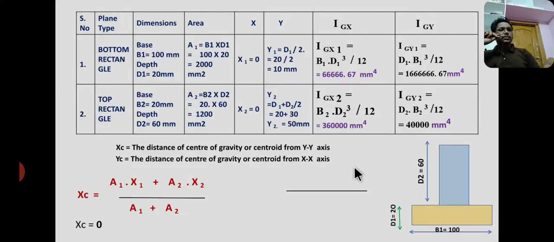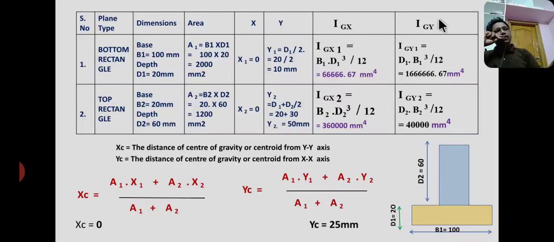From the similar formulas, x equals a1 x1 plus a2 x2 by a1 plus a2. So x equals 0 because the values of x1, x2 are 0, therefore x equals 0. Similarly yc equals a1 y1 plus a2 y2 by a1 plus a2. So therefore the answer is yc equals 25 mm. Here x and y values are centroid values.